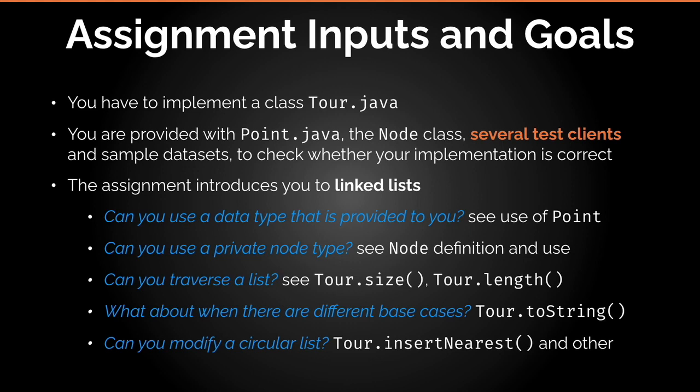So the assignment introduces you to linked lists. Can you use a data type that is provided to you? Can you use the Point class? Can you use a private node type? Can you traverse a list? To traverse the list, you might need to make use of size or length to do a while loop. What about when there are different base cases? So Tour's toString is going to have to handle different possibilities differently. And can you modify a circular list? It's not the same thing as is involved with a linked list.